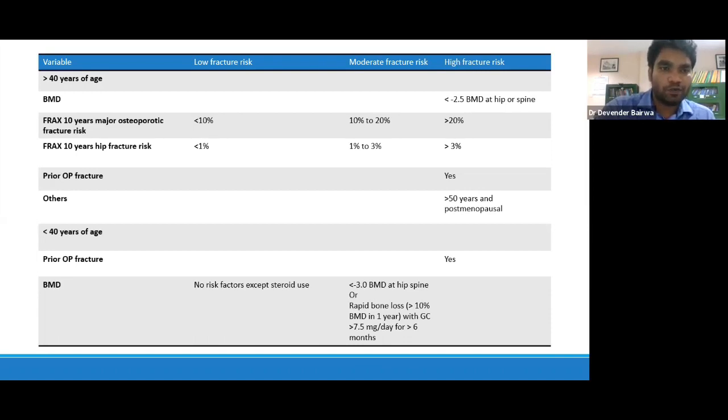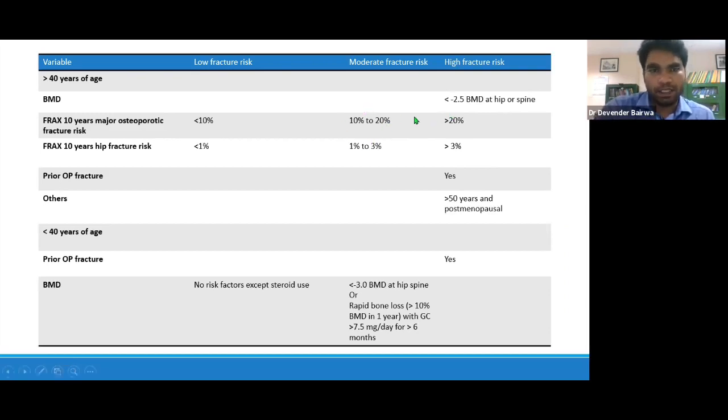In case of patients more than 40 years of age, there is BMD, then there is the FRAX score risk of major osteoporotic fracture and hip fracture. So suppose somebody is having BMD less than, this is T score actually, less than minus 2.5, obviously he has osteoporosis by definition, or there is more than 20% risk of major osteoporotic fracture, or there is more than 3% risk of hip fracture in 10 years. So if any of this is present, automatically we will keep our patient as high fracture risk.